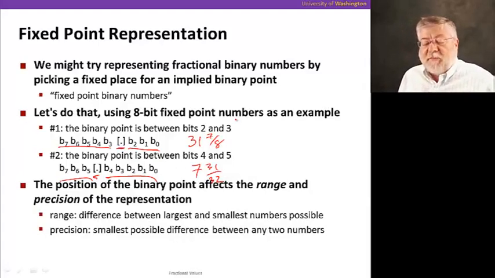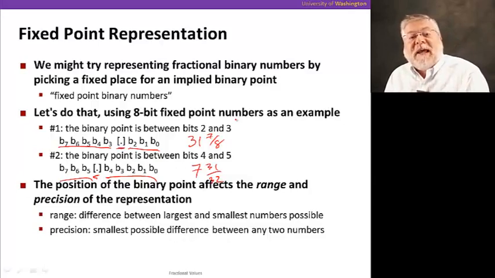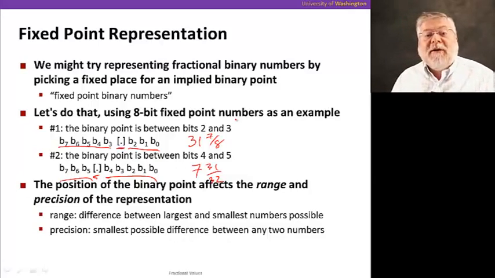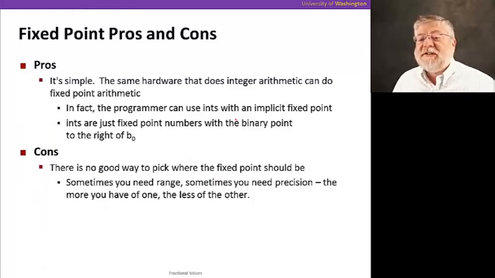And with fixed point representations, we have this trade-off. The more range we have, the less precision we have, the less bits we have on the other side of the binary point. And vice versa. If we have less range, then we get more precision. Okay. So that's the reason that we don't end up using fixed point representations, because of these very strong cons against it. It's really hard to pick a good place for the fixed point to be.